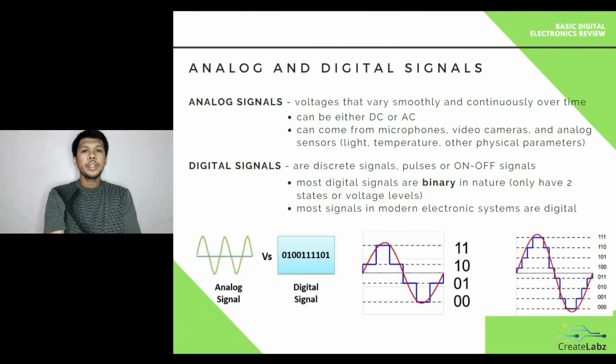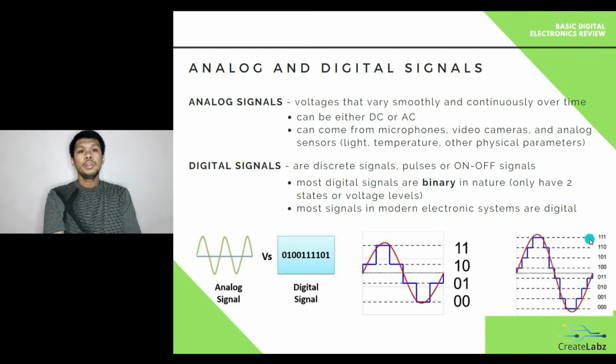It is also important to note that the number of bits used in the digital system will determine the resolution of the signal. Let's say we have 2 bits only, like our first example. 2 bits will translate to 4 digital discrete levels. And then 3 bits will translate into 8 digital levels.